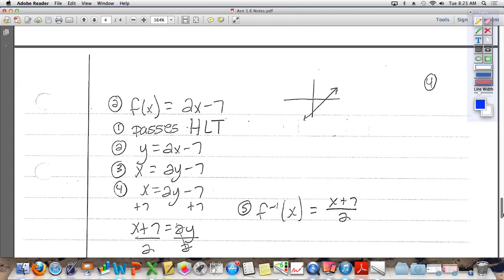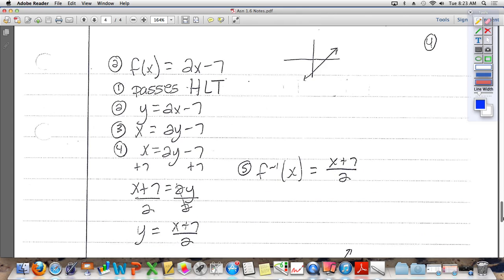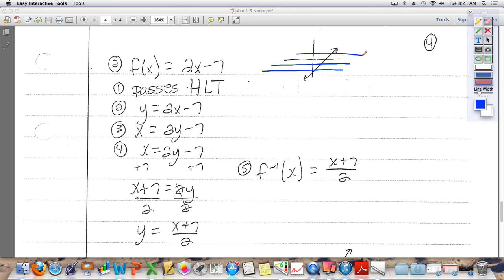Number 2. F of x equals 2x minus 7. It's a line. Graph a line. Does that line pass the horizontal line test? It does pass the horizontal line test, so you keep going. So step number 1, pass this HLT. Draw lines, always crosses in one place. Passes the horizontal line test.